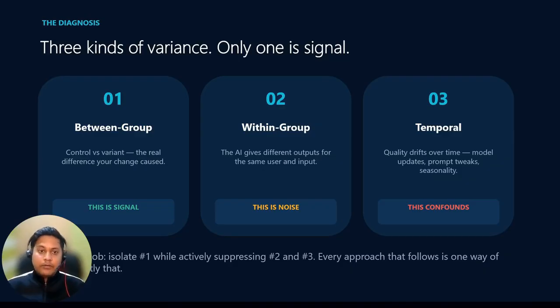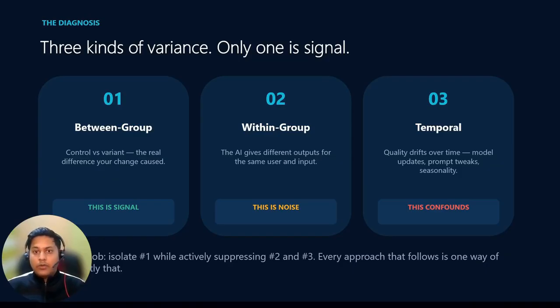Right? So number three is temporal variance, and this one is sneaky and specific to our era. AI quality drifts over time. The provider silently updates the model, someone on your team tweaks the prompt mid-experiment, usage patterns shift. This is confounding, meaning it's a change that is tangled up with your treatment, so you genuinely cannot tell whether your variant improved or whether GPT just had a good week.